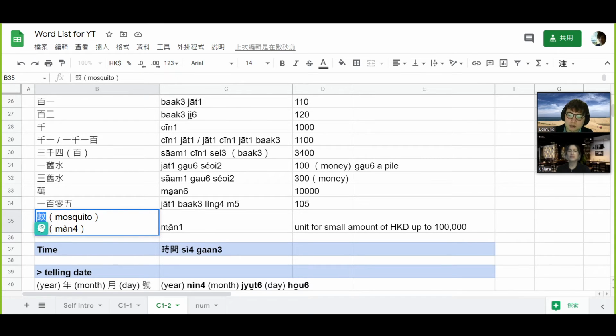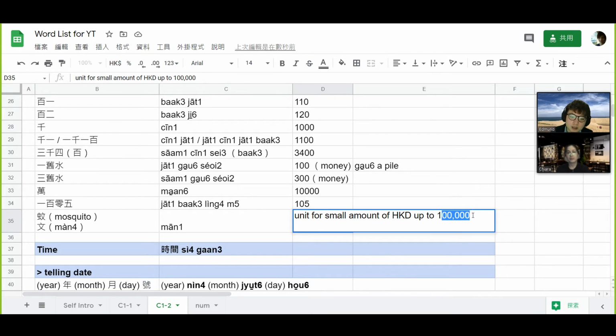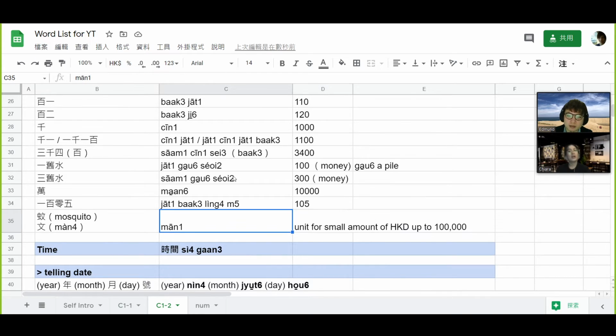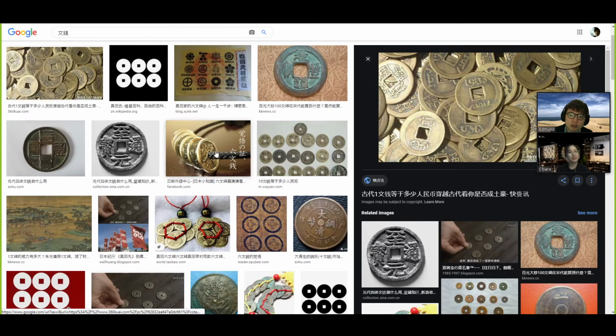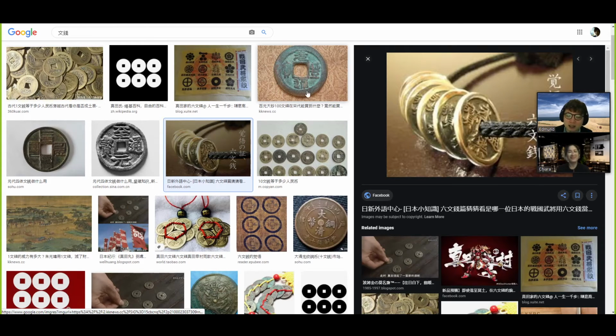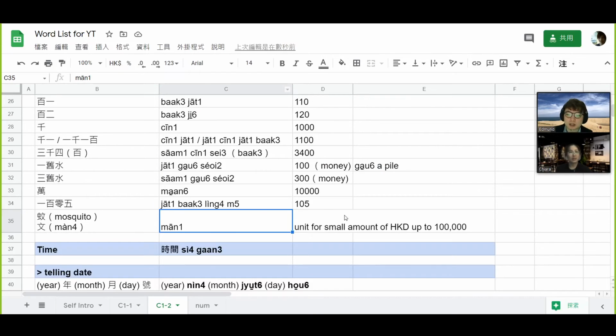Man, because this is first tone. I said it's for a small amount, up to this. This is just a random number. You only really use it for a small amount of money, because of course this does not worth a lot. I don't know if it's the smallest unit, but it's a very small unit in the past. So if you add it to a really huge amount of money, you might seem like you're flexing: I have a lot of money, so look at this small amount, just man for me.